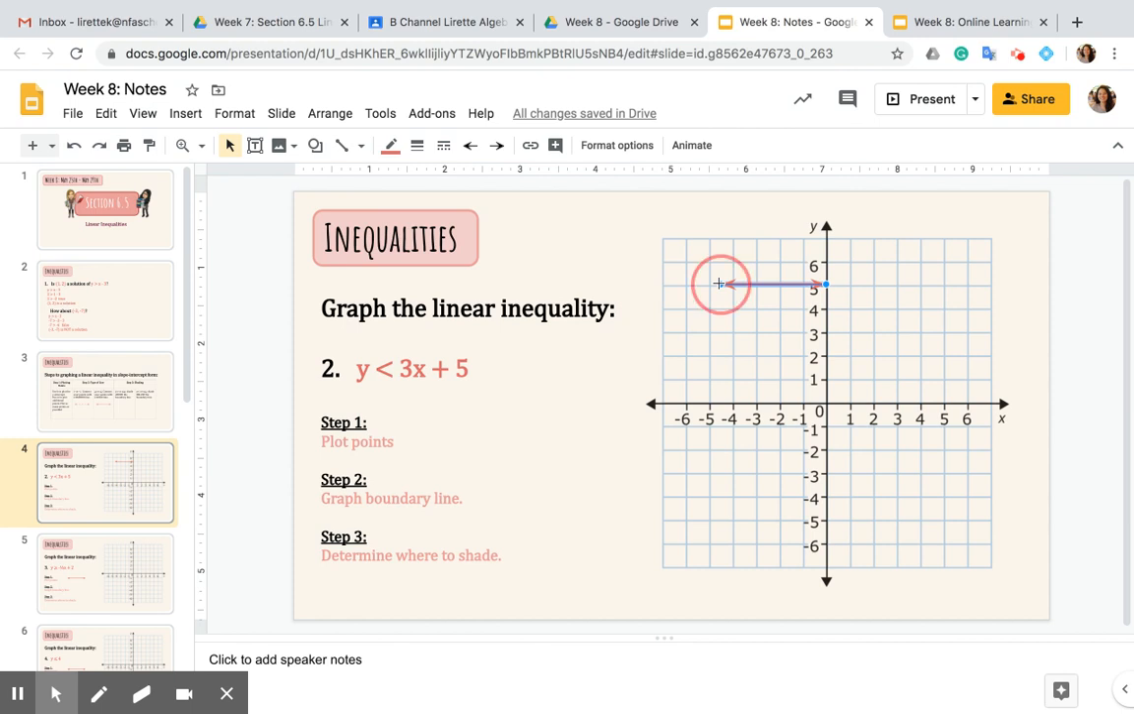I can go up 3 and to the right 1, so I'll reverse both directions. Down 3 and left 1. And remember, we're going to do this as many times as I can.